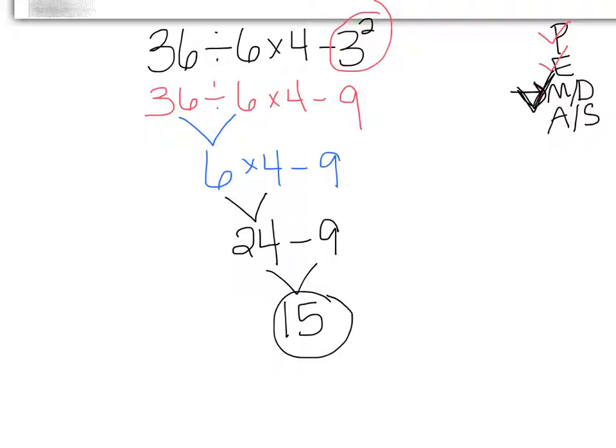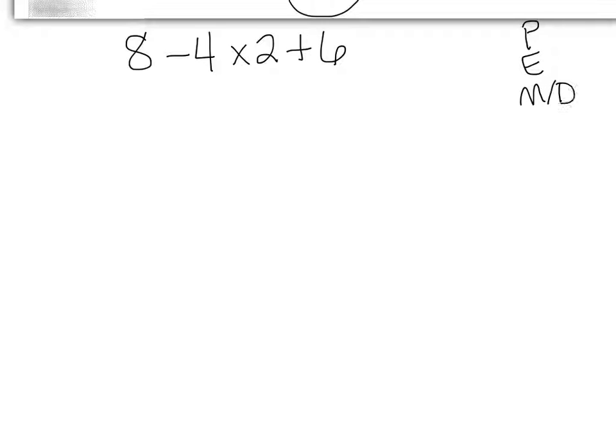Let's try one more, and then I think you'll be ready to try some on your own. Here's the last problem we'll do together. 8 minus 4 times 2 plus 6. Again, I can write everything down so I don't forget the order. And I'm going to start with parentheses. In this case, we do not have parentheses. So easy, we're done with that.